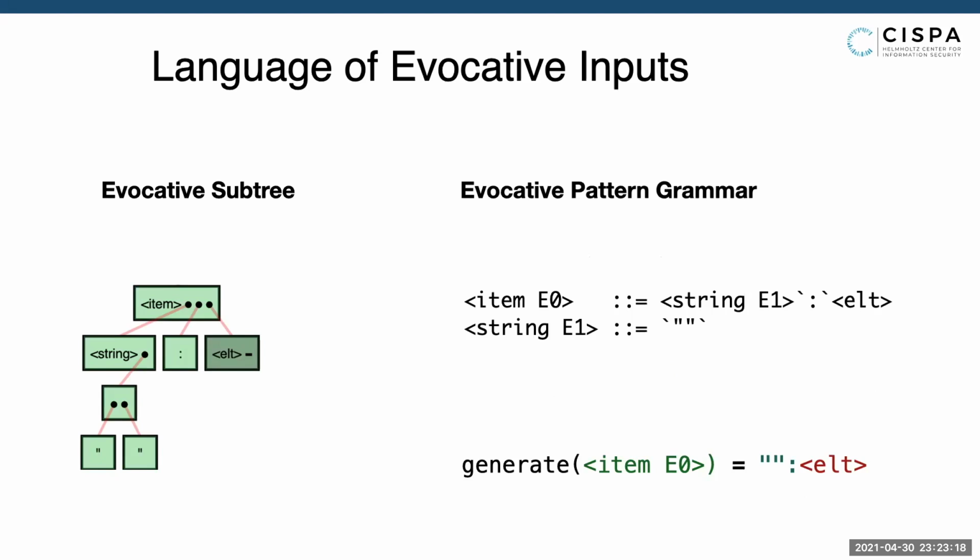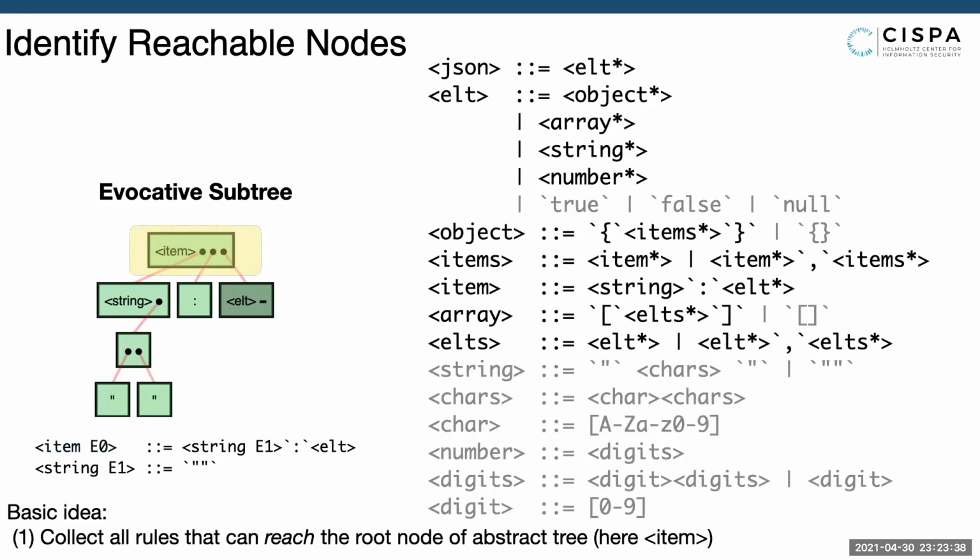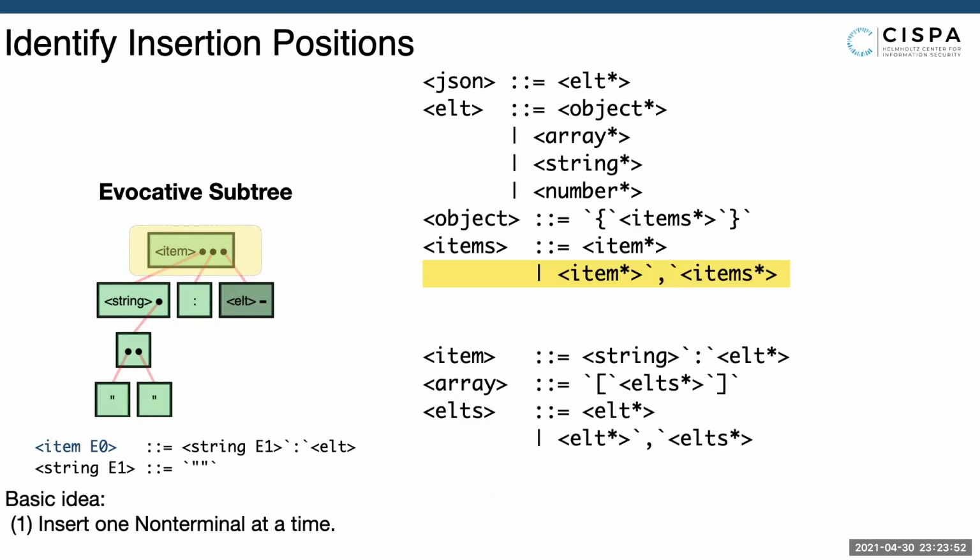And we accomplish this by tagging the non-terminals in the tree nodes with monotonic suffixes such as E0, E1, E2, etc. Then we look at where we can insert our evocative subtree. For this, we start with the root node of our tree. Here, our root node is an item. So we mark terms in each rule of our grammar that can generate the non-terminal item at some point. We remove any expansion rule that can't generate an item and remove any resulting empty definitions.